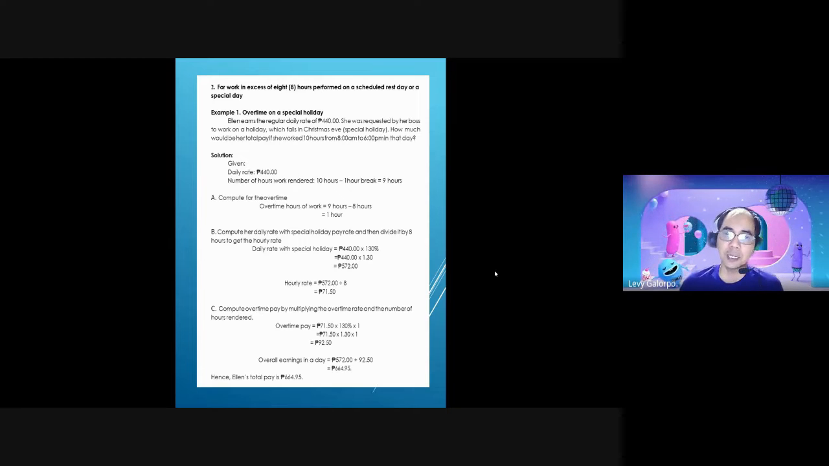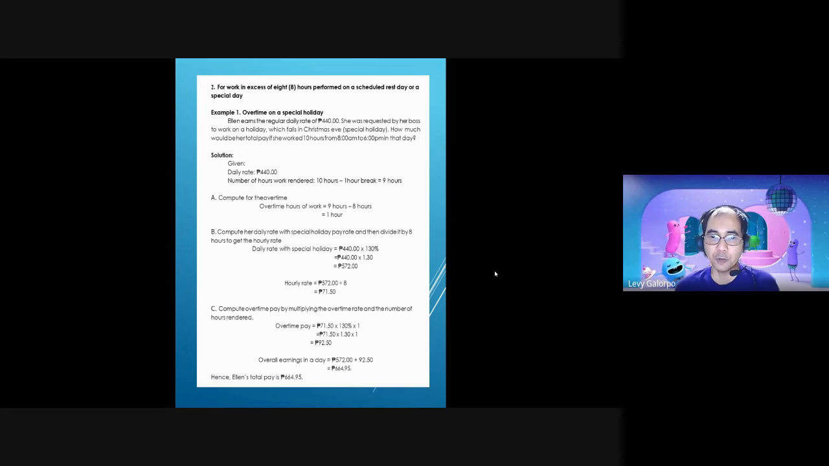Then, compute natin yung overtime. So, 9 hours, minus natin yung regular na 8 hours of work. So, isang oras lang kanyang overtime. Compute na natin ngayon yung kanyang daily rate with special holiday pay rate and then divide it by 8 hours to get the hourly rate. So, 440 times 130% kasi nga may 30% dahil sa siya ay special holiday. So, 572 lumalabas. Ngayon, para makuha natin yung hourly rate, 572 divided by 8 is equals to 71.50.